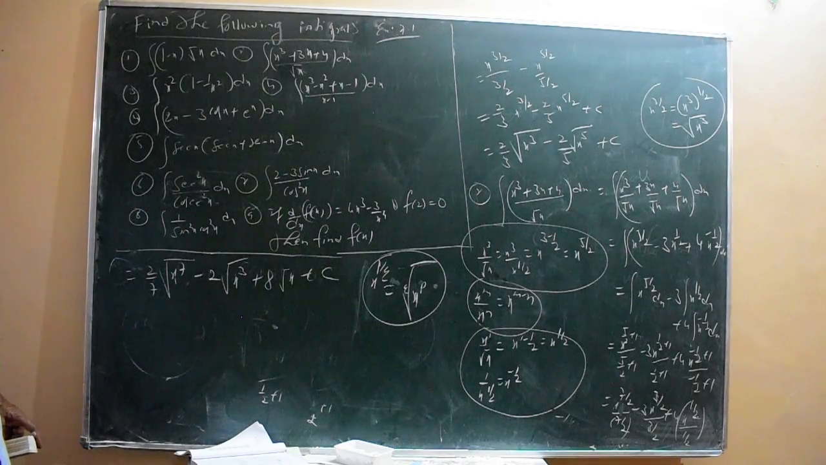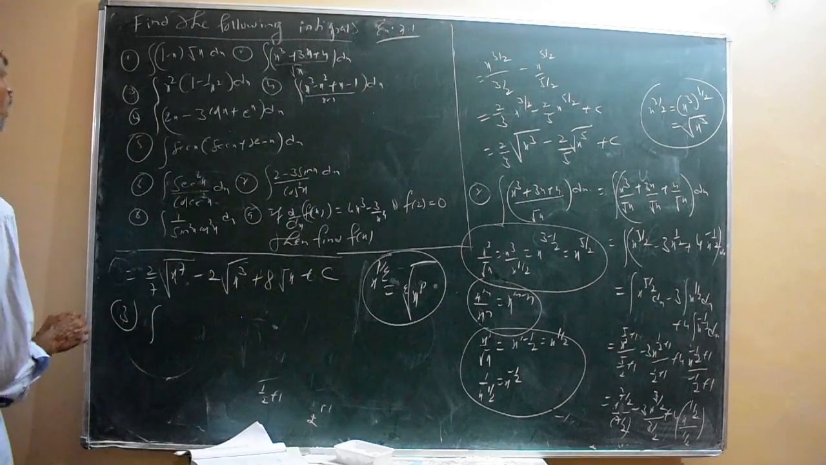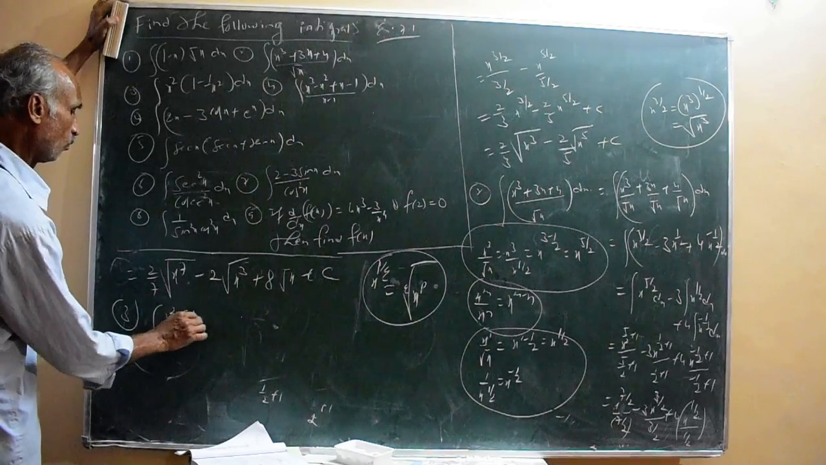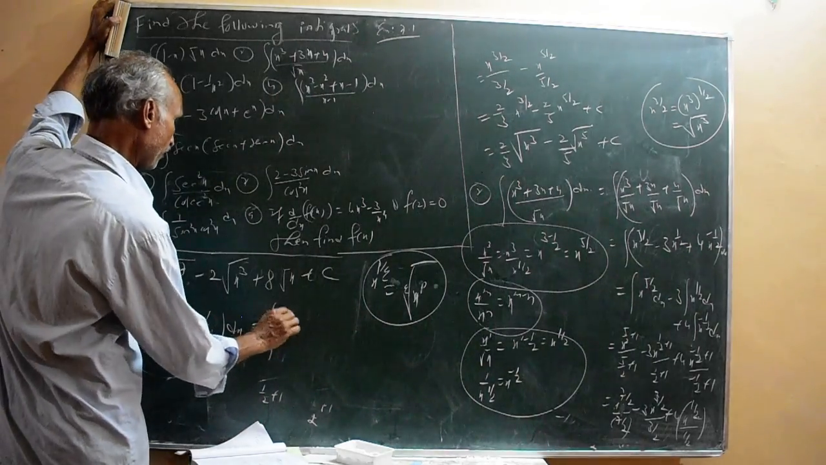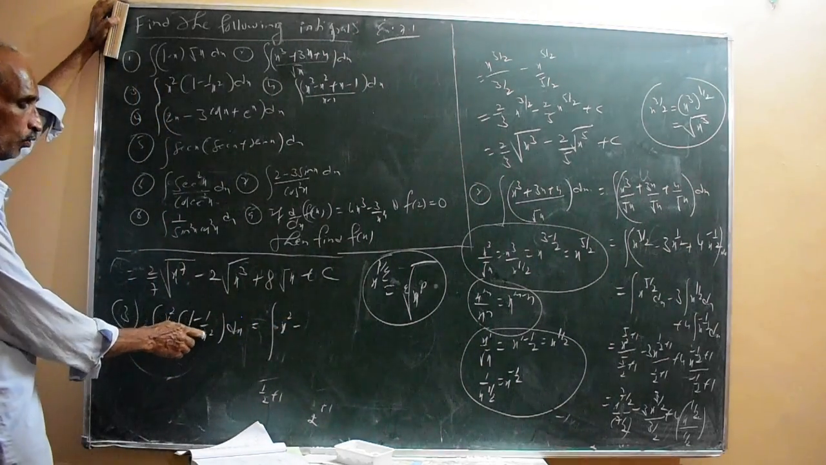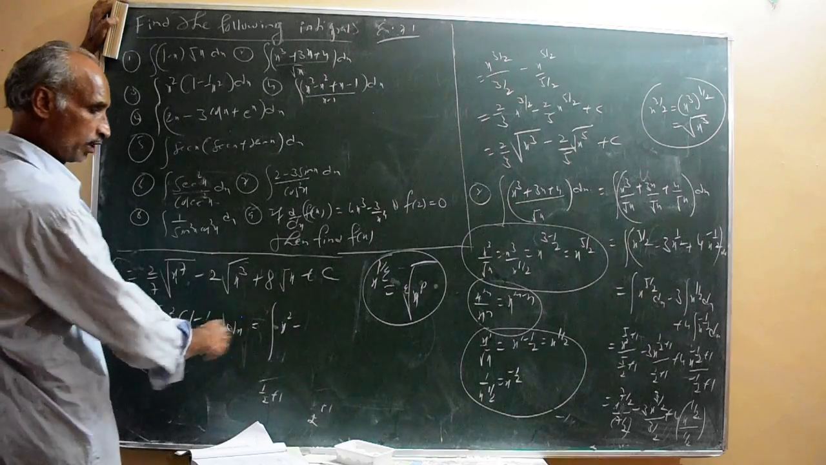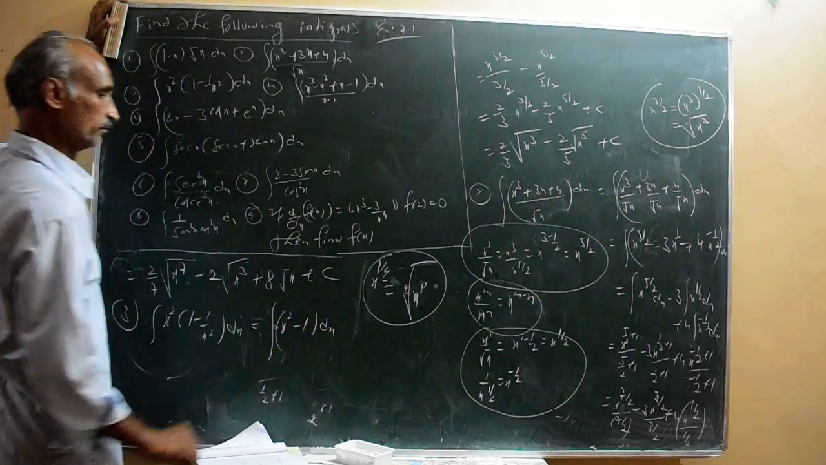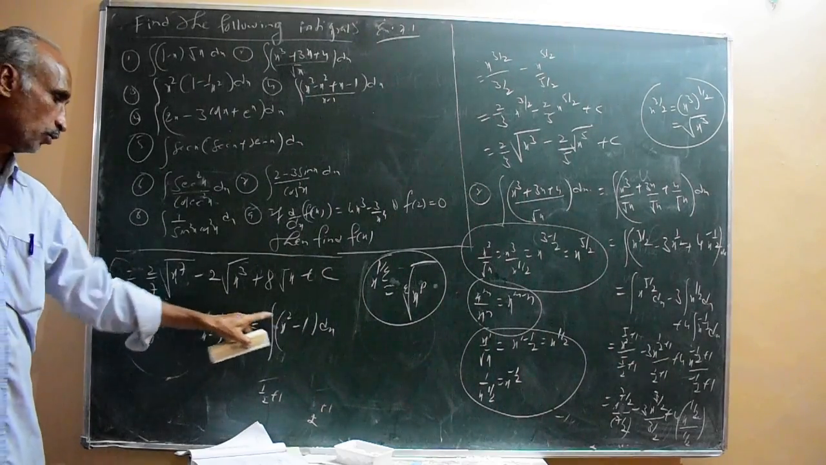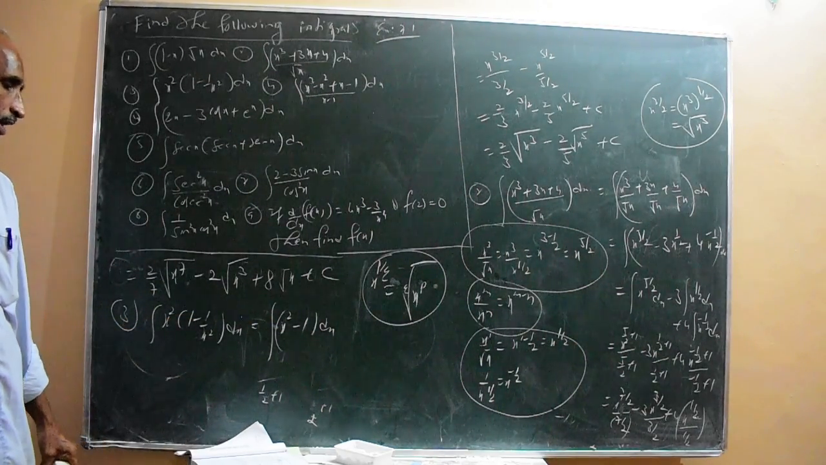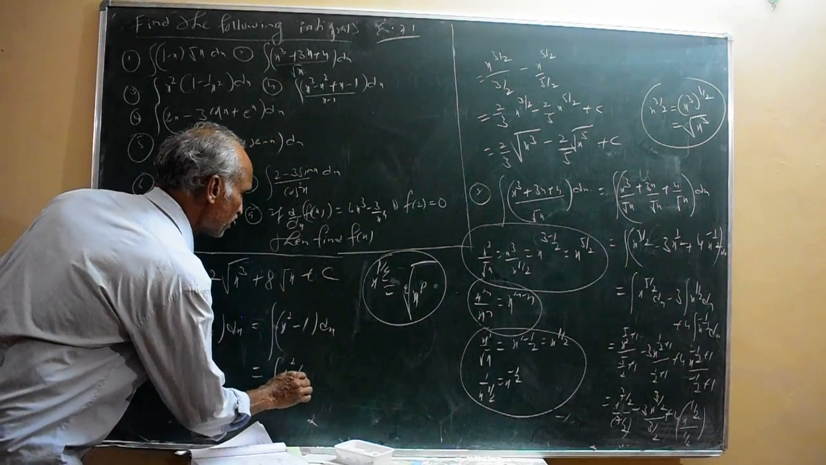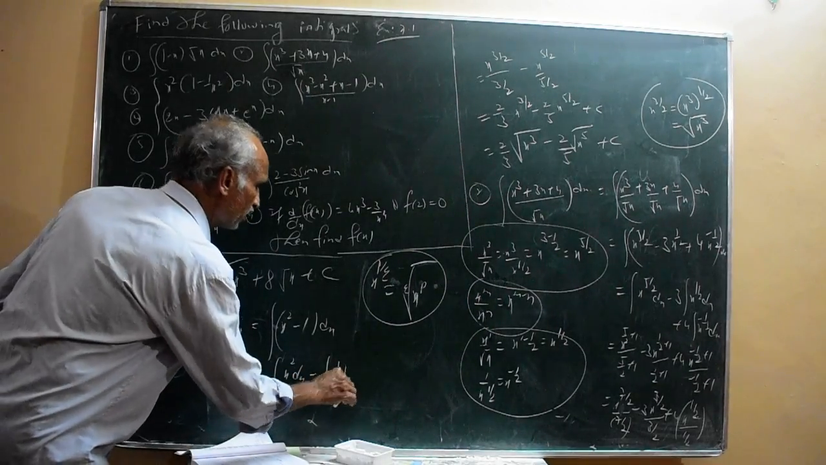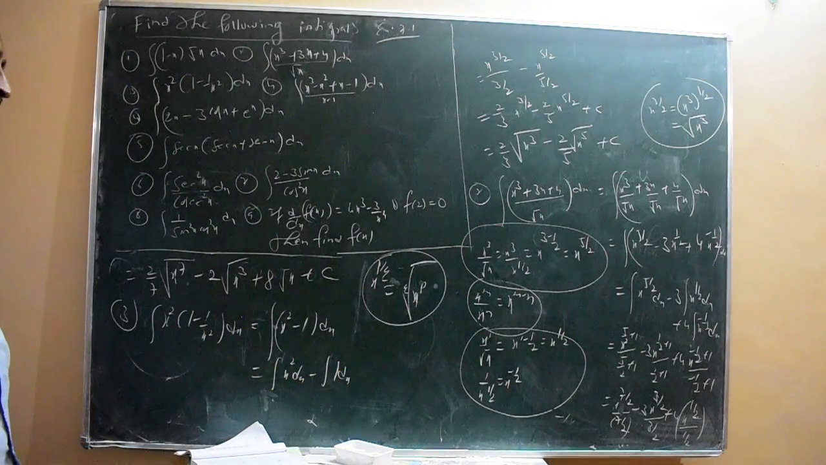Next one. Finally, put one c. Third one, integration of x square into 1 minus 1 upon x square dx. Multiply by x square: x square into 1, and x square into 1 by x square, where x square cancels, leaving 1, dx. So that equals integration of x square dx minus integration of 1 dx. For each and every term, dx is taken and the integration is taken.